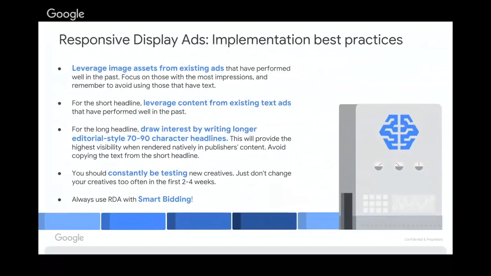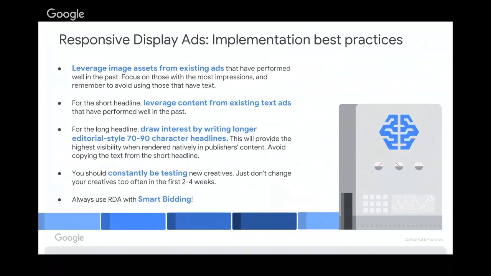So in terms of implementation best practices, the first thing to remember is that you don't need to reinvent the wheel here. So in terms of your image assets and your short headline, you can use content from your existing ads that have performed well in the past. On the image asset side of things, you want to just focus on those with the most impressions and remember to avoid anything that is using text.